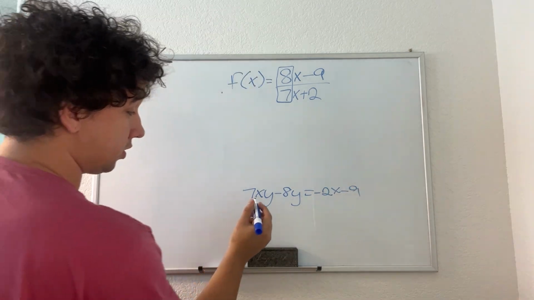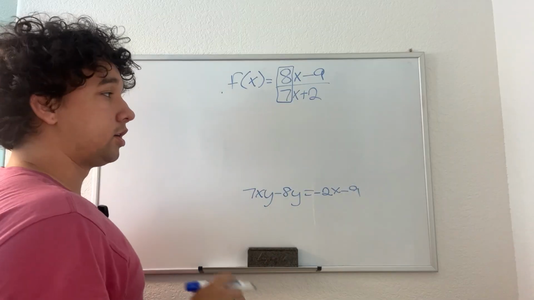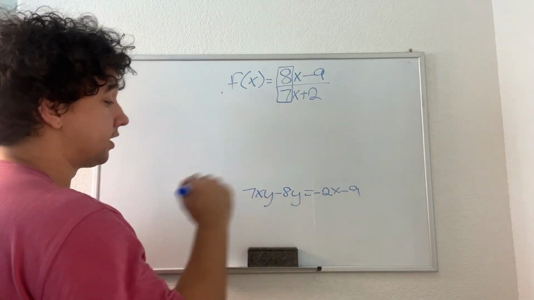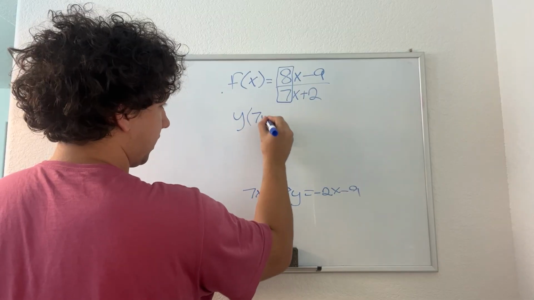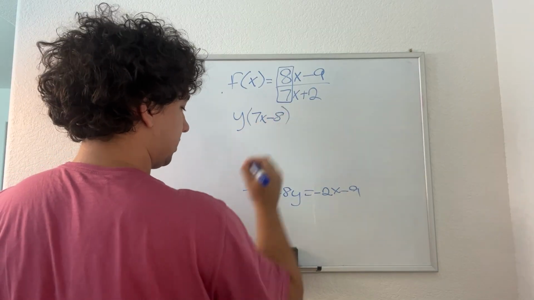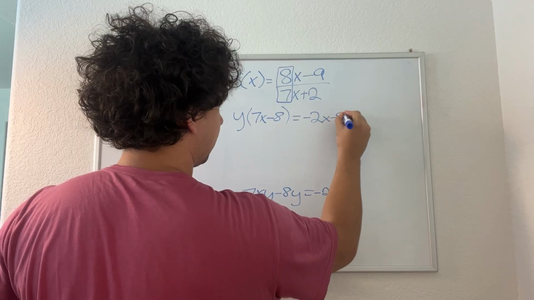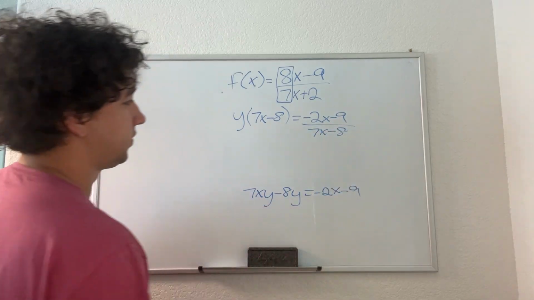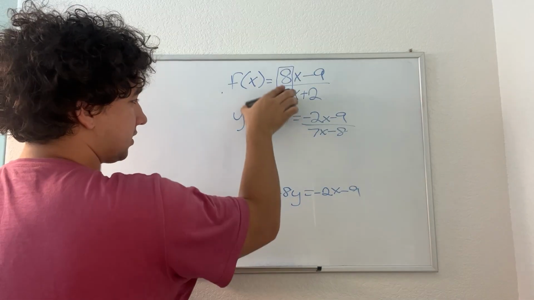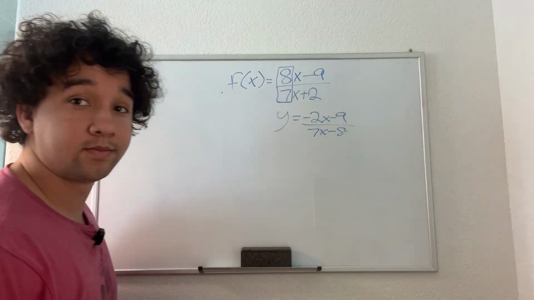From here, what I'm going to do is undistribute the y. So the same way that you can multiply a term into parentheses, I can factor it out. So I'm going to take out y. That's going to leave y equals negative 2x minus 9, all divided by 7x minus 8. And then look at that. When I divide it right there, that's my inverse.